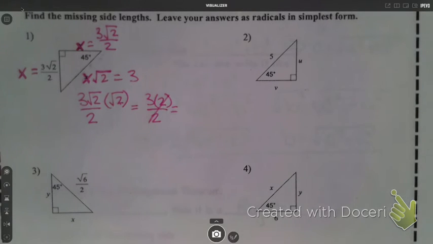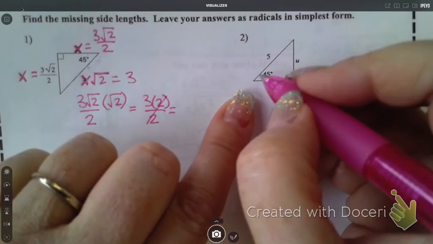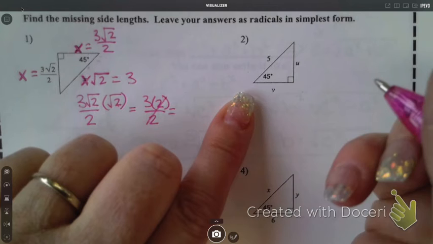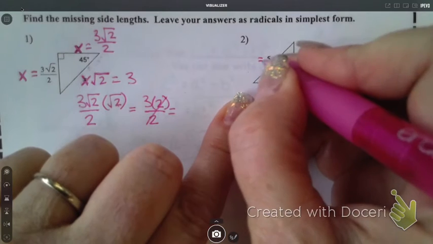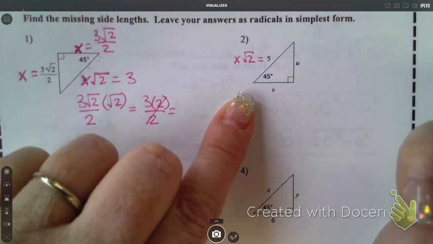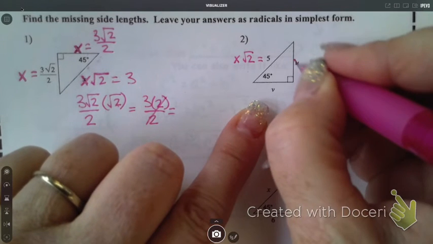Okay, so let's label our sides again. Let's go. What's your hypotenuse? 5. Oh, x square root of 2. Okay, so 5 equals x square root of 2. And what does u and v equal? x. x.